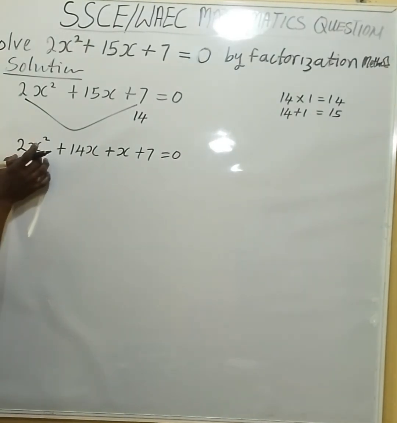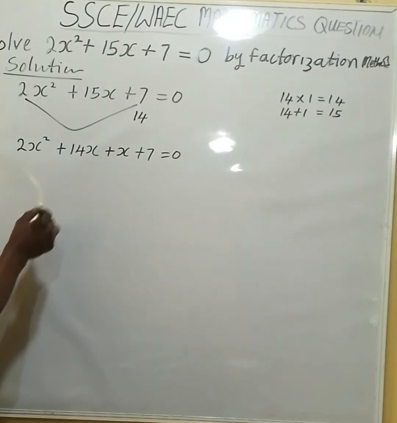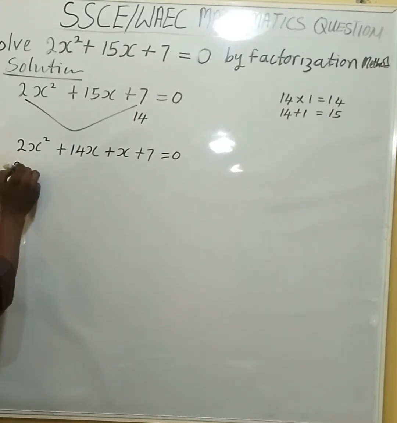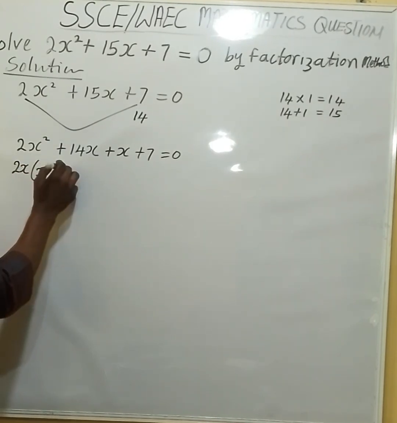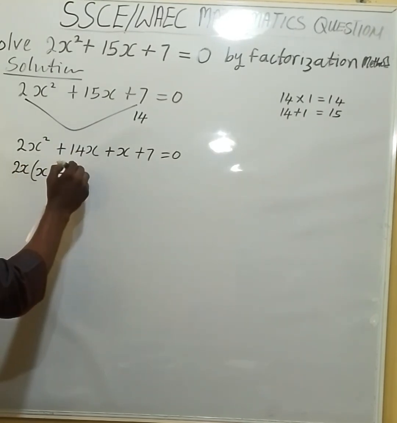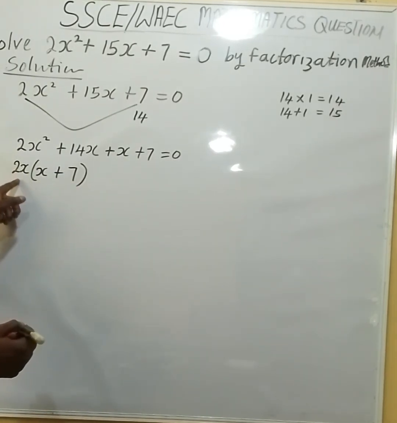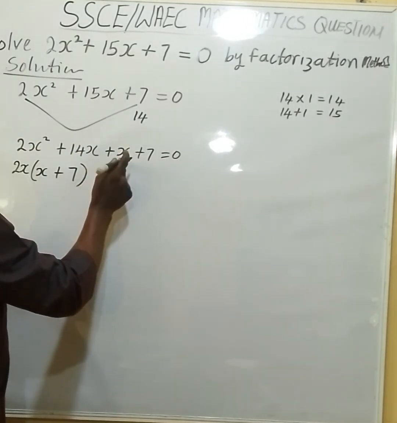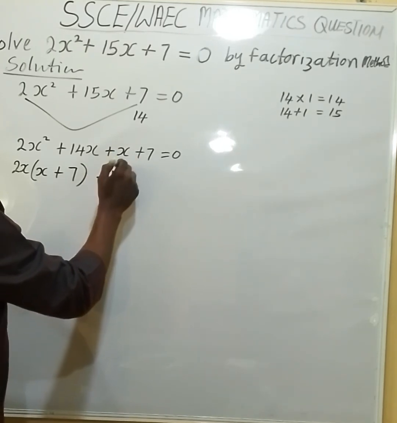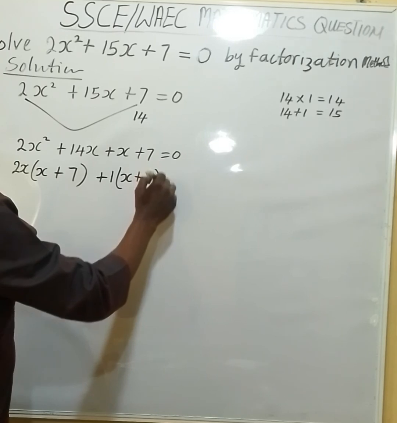So now, here 2x squared plus 14x, they have something in common. So we bring out the common factor. The common factor here is 2x. So 2x into 2x squared, we have x, plus 2x into 14x, we have 7. If you want to know whether you are correct, just use the common factor to multiply the bracket. It will take you back. So plus, the common factor between x and 7 is 1. 1 into x, x, plus 1 into 7, 7.